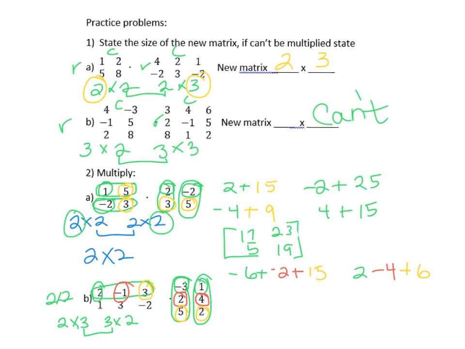Okay, so now I get to jump to the second row, and I'm going to do that all over again. So I'm going to do the 1 and the negative 3, the 3 and the 2, and the negative 2 with the 5. So 1 times negative 3 is negative 3. 3 times 2 is 6. Negative 2 times 5 is negative 10.